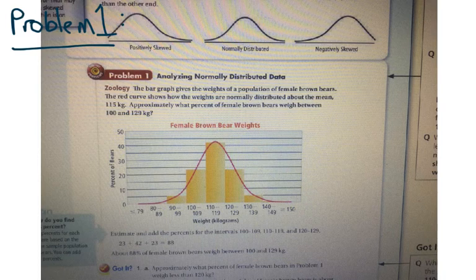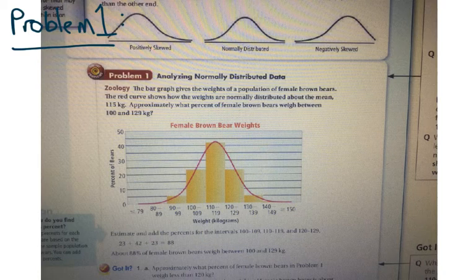So let's look at problem number 1 and analyze a normally distributed curve. The bar graph gives the weights of a population of female brown bears. The red curve shows how the weights are normally distributed about the mean, which happens to be 115 kilograms. Approximately what percent of female brown bears weigh between 100 and 129 kilograms?